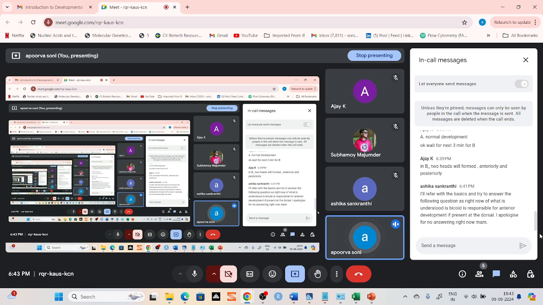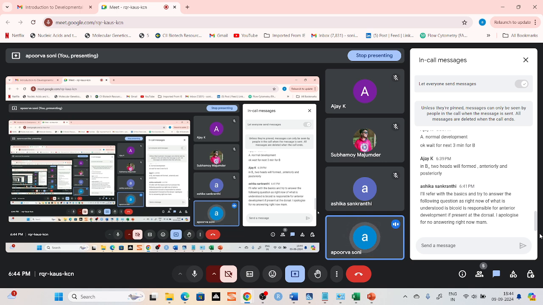So see, you have already answered the second one. You have written that bicoid is responsible for anterior development if present at the dorsal, and that's the answer to the question: if bicoid is present at the posterior side, then what will happen? Just remember it is anterior, posterior, and dorsal, ventral. If bicoid is present in the posterior side, then in the posterior side also it will form head.